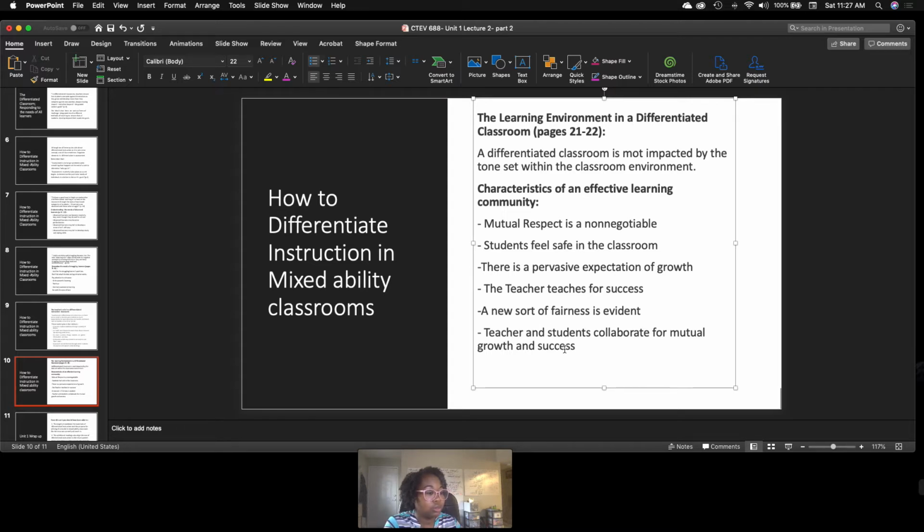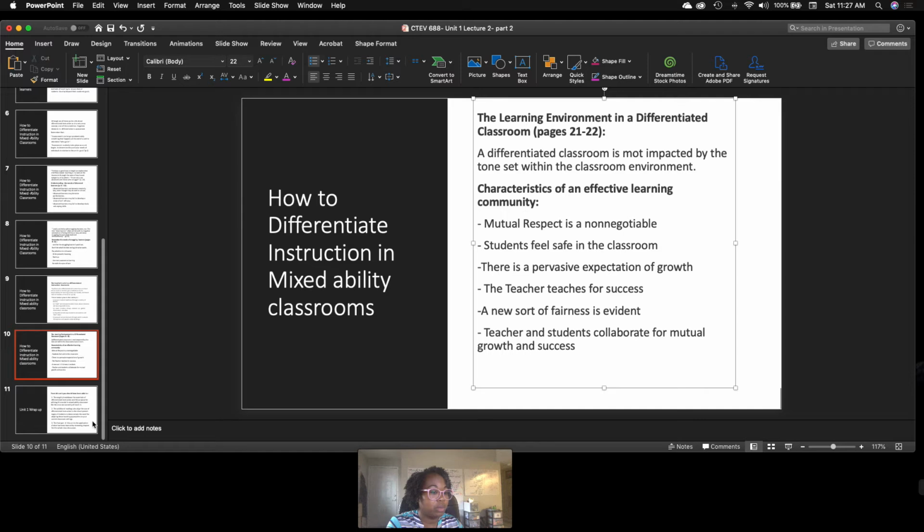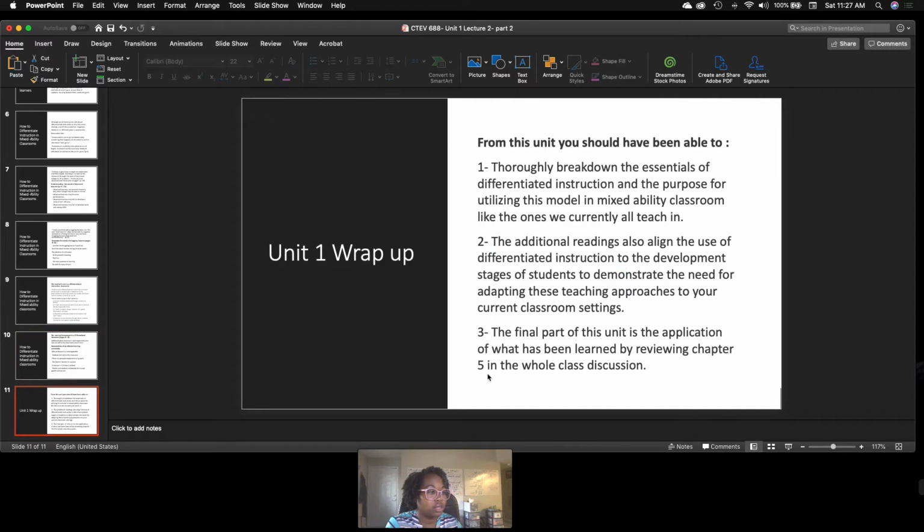So I would encourage you to find ways in which you can incorporate elements of fairness. Even though you may think that you're being fair to students, they may not feel that way. So empowering them to have a voice and express to you how they're feeling is important. And the last point is that teacher and students collaborate for mutual growth and success. Students have to be a part of the process in order for them to actually embrace it.